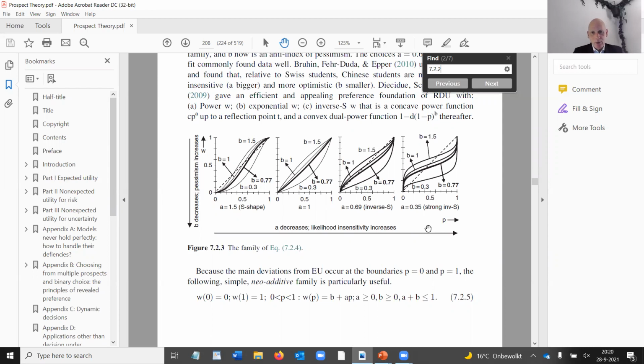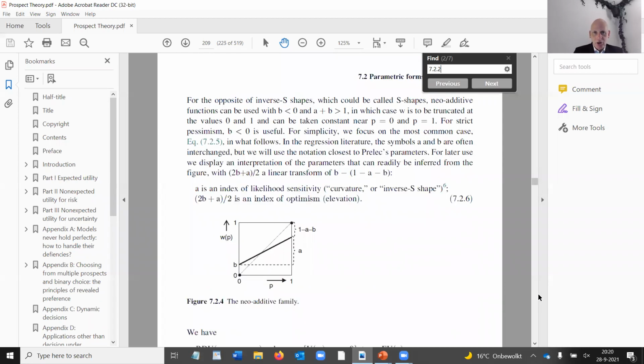Now a third family I want to show you is here. This simple family is the neo-additive family, as it is called. And of course the weighting function has to be 0 at 0. It has to be 1 at 1. But other than that, we take it just linear in the middle. And we allow for discontinuities at p=0 and p=1 with this family.